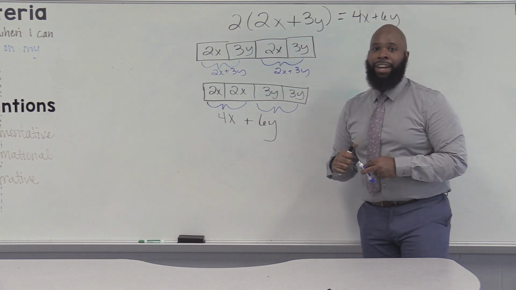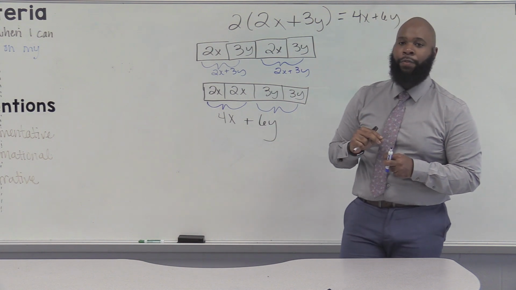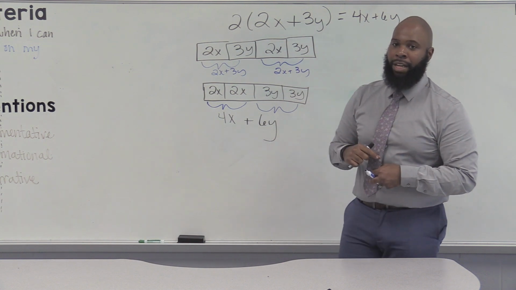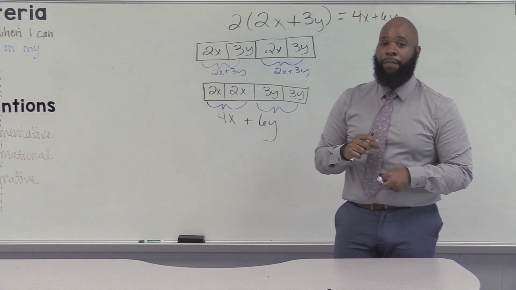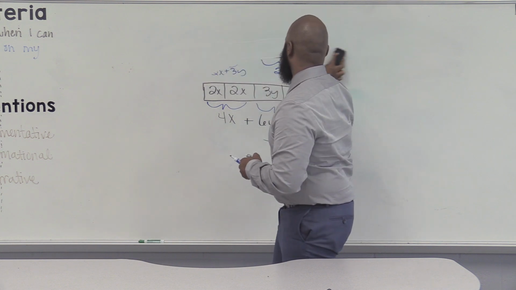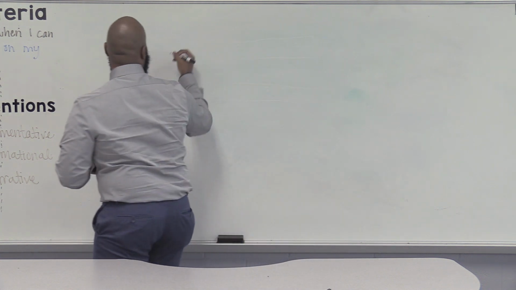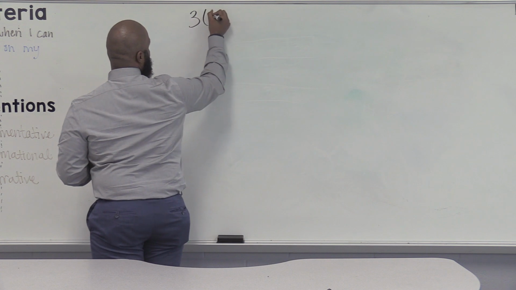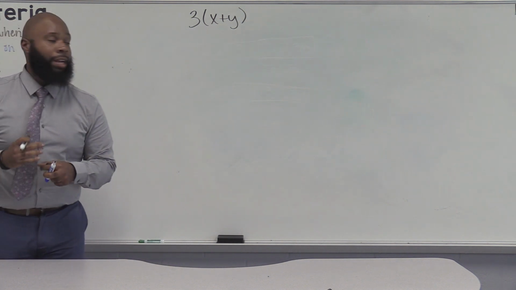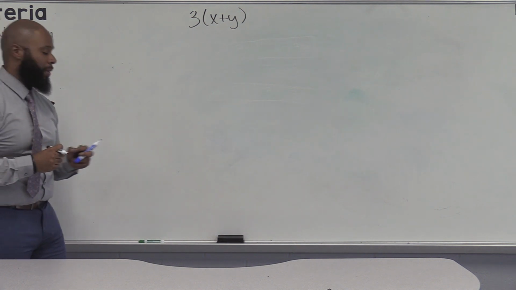Kind of got that? All right, so you're doing great with this lesson. I want you to jump into helping me. We're going to create some models for each expression. Then we're going to write another equivalent expression using distributive property. So I'm going to allow you some time to write down these problems. The first problem is going to be three times x plus y. All right, so I want you to go ahead and start drawing your model and rearranging and combining, and see what you get as your equivalent expression.